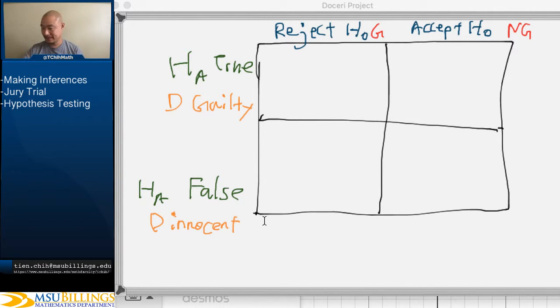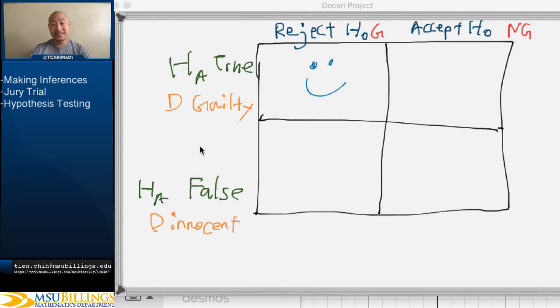So, if the defendant is in fact guilty, right, and you find them guilty, so if the alternative hypothesis is true and we reject H naught, then that's good, right? That's exactly what we would want to do. And so we'll put a big old smiley face right there because that's a good thing.